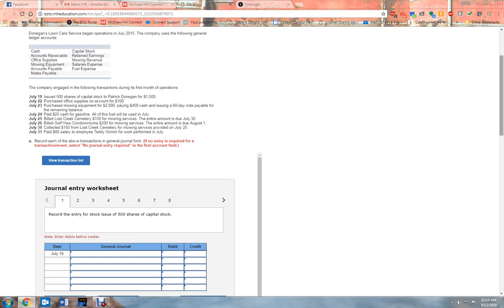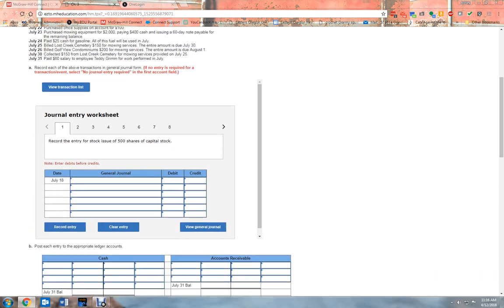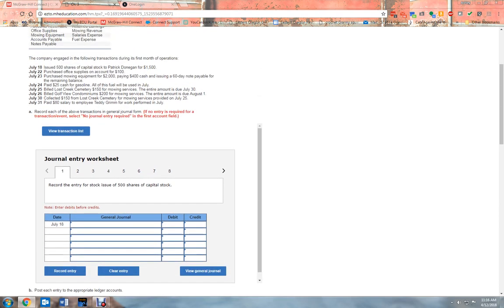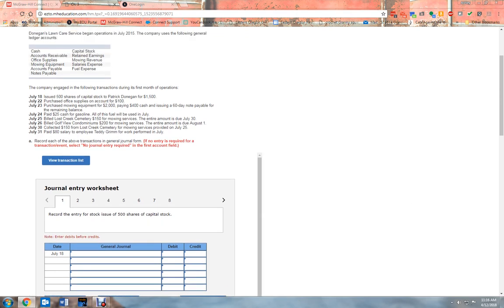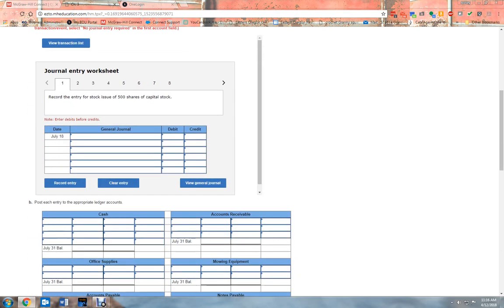So we have a lawn care service. We're going to begin operations in July 2015, and we have these general ledger accounts. So I know that when I'm pulling down journal entries that these are the accounts I'm going to be using. I have the following transactions on the 18th, 22nd, 23rd, 24th, 25th, 26th, 30th, and 31st. So we're going to have journal entries for each of those days. This is our first month of operations, so keep that in mind, that we are going to begin operations, and that it may have an effect on something that we'll talk about here in a minute.